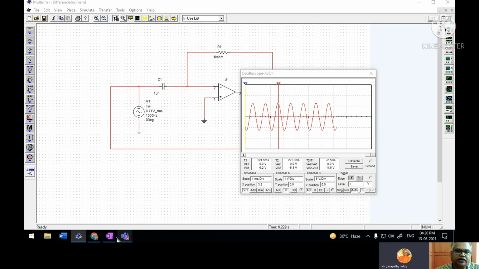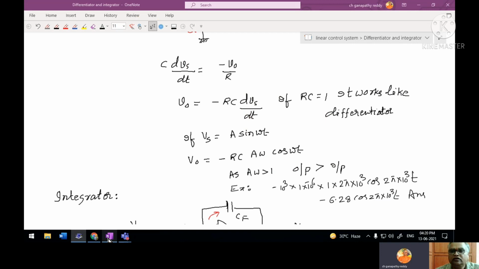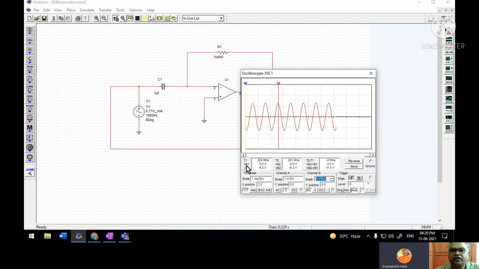What we designed is 6.28, so we are getting the same. Highest value is 6.3. So 6.28 is approximately equal to 6.3.